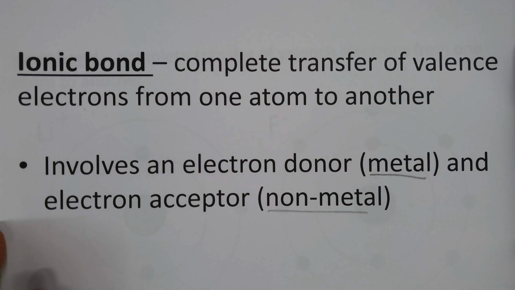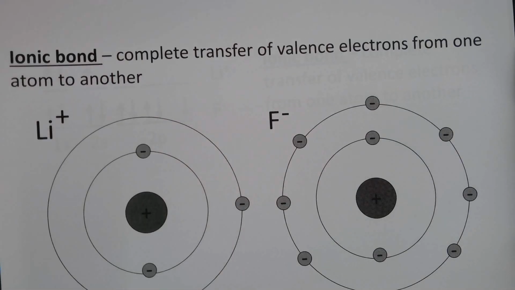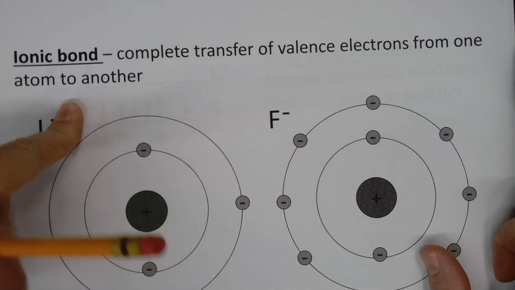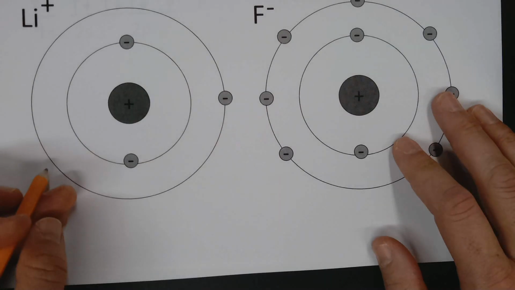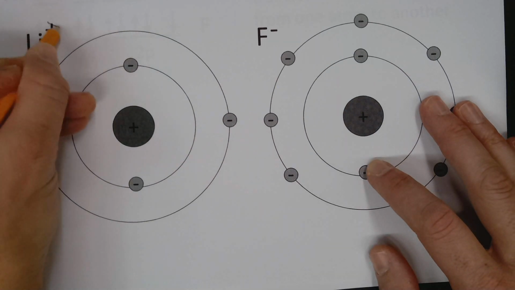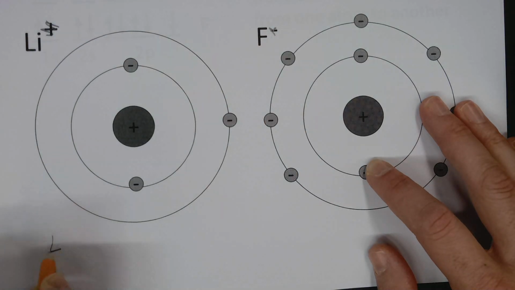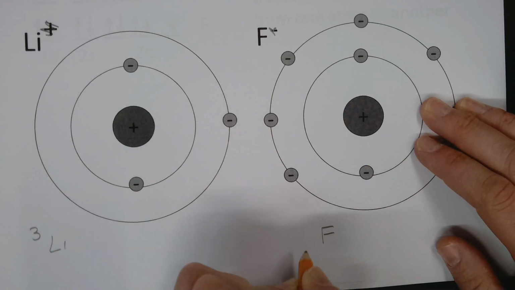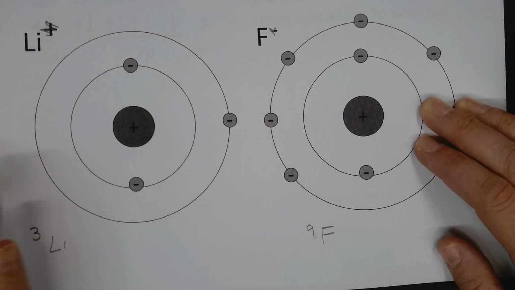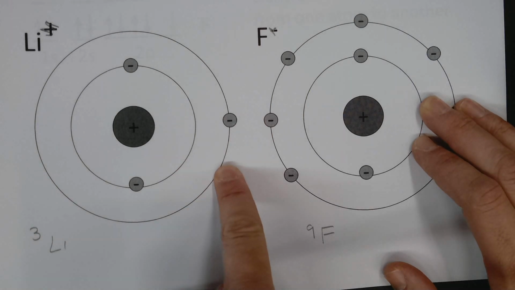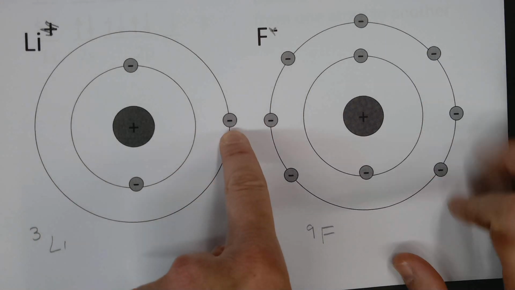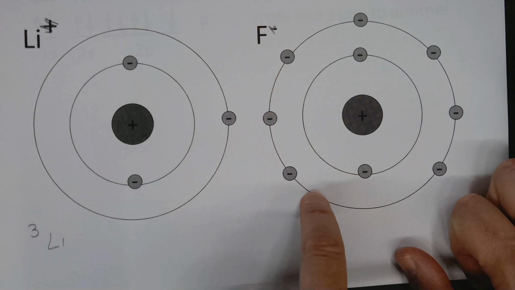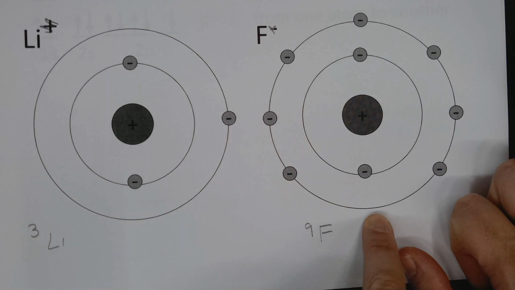So if we look at an example, we have lithium and fluorine, okay? So lithium, ignore the plus and minus for now. Lithium has 3 protons and 3 electrons, and fluorine has 9 protons and 9 electrons. Now the valence energy level for lithium is 2, and it has 1 electron in its valence shell. The valence energy level for fluorine is 2, and it has 7 electrons in its valence shell.